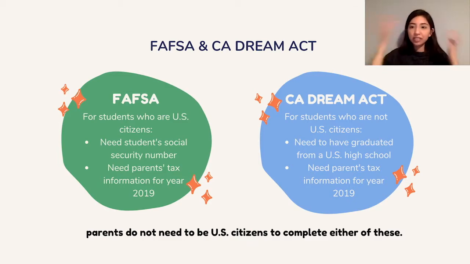So what is the difference? FAFSA is for students who are U.S. citizens. You would just need your social security number and your parents' tax information for this year. It was for the year 2019, but that changes every year. And then the California DREAM Act is again for students who are not U.S. citizens. So you need to have graduated from a U.S. high school and again need your parents' tax information.